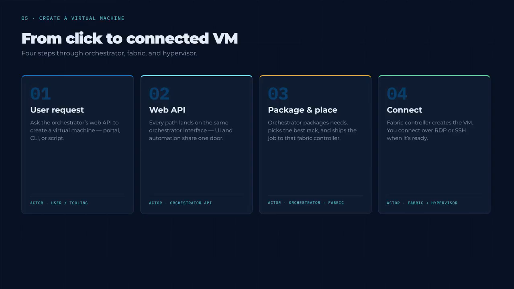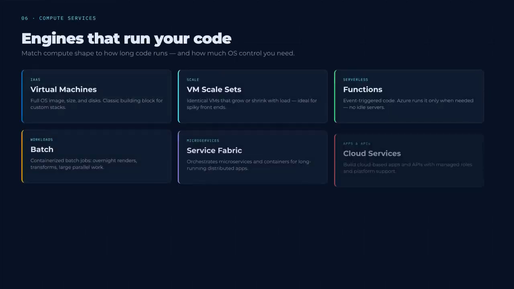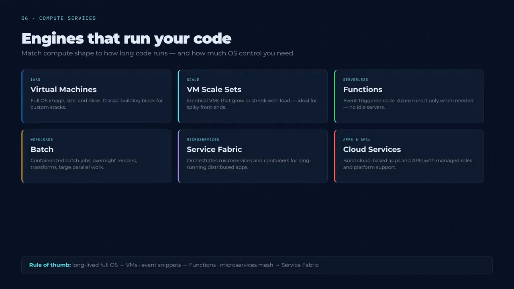Step 3, the Orchestrator packages everything needed for the VM. It picks the best server rack, then ships that package and request to the Fabric Controller on that rack. Step 4, the Fabric Controller creates the virtual machine on a server. Once it's ready, the user can connect, typically over remote desktop or SSH. That's the real world loop. A click in a browser becomes a coordinated decision across Orchestrator, Fabric, and hypervisor, and a live machine appears in minutes. Once you understand the Fabric, the service catalog starts to make sense.